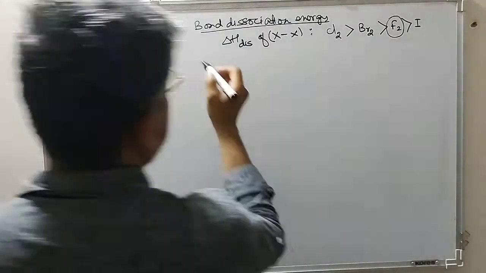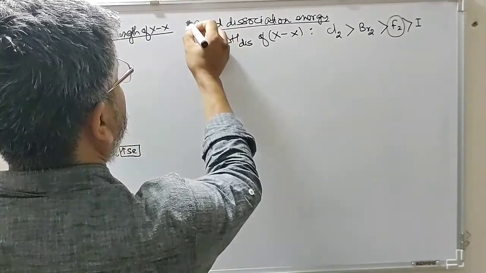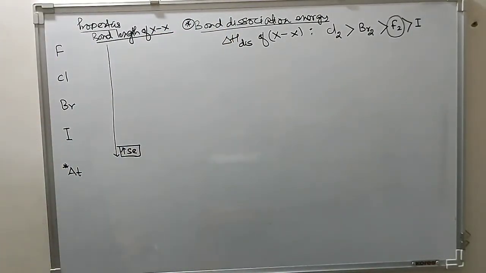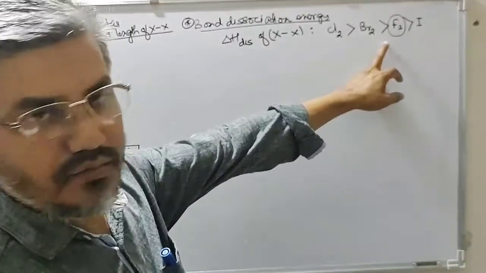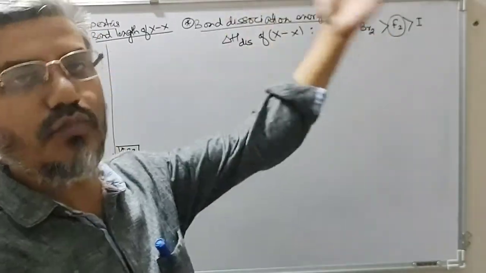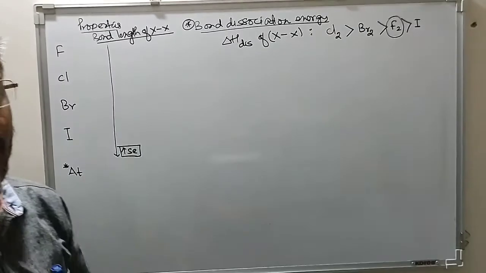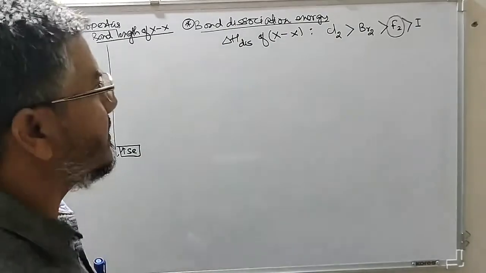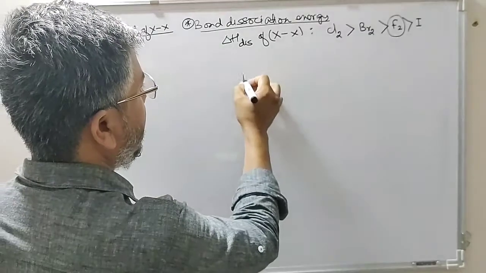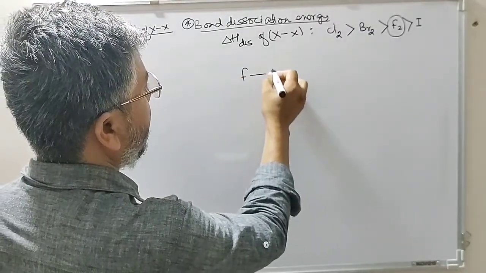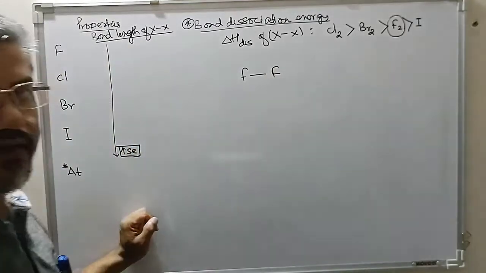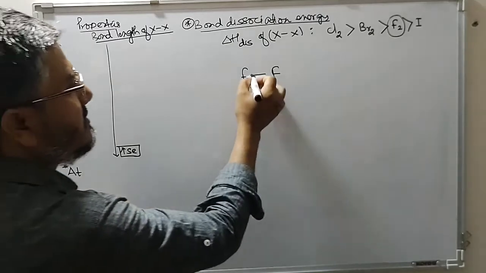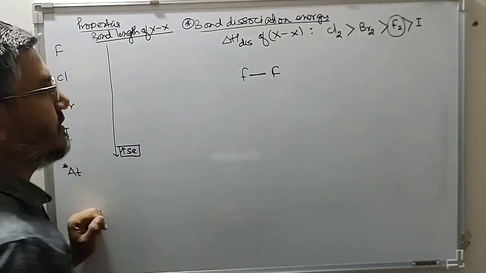Now we have to explain this. Why is the bond dissociation energy of fluorine less than bromine? It should have been very high, but it turned out lower than even bromine. Why is it low? We have to explain. So the reason being, if you look at this, fluorine, so we have this. No doubt fluorine is the smallest, so bond distance between fluorine and fluorine is the shortest.